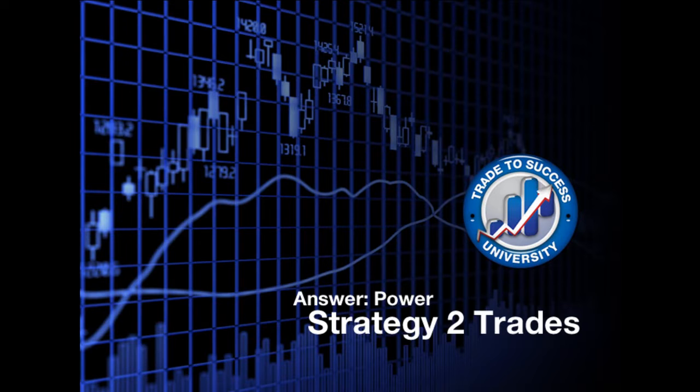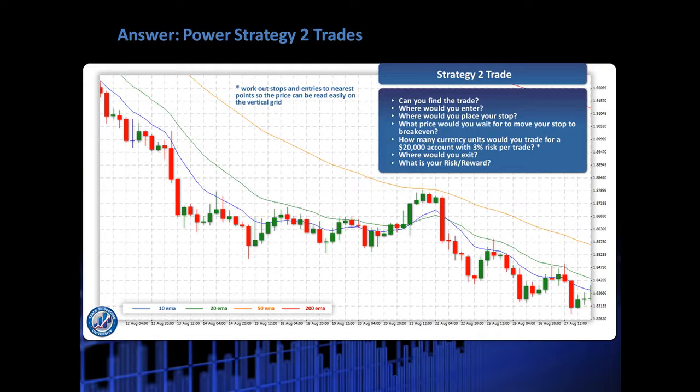Okay, so let's go through the answer to this strategy 2 trade. So the chart is the one showing now. We've obviously got a downtrend here, so can you find the trade? Well, here is a trade. It's an A, B, C, D here.